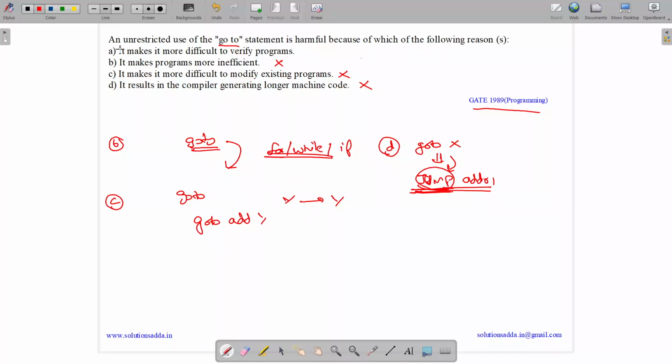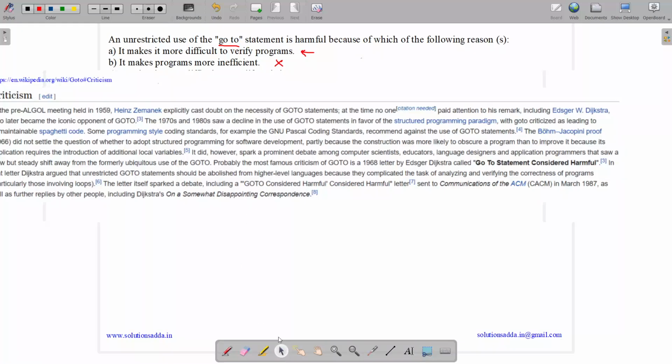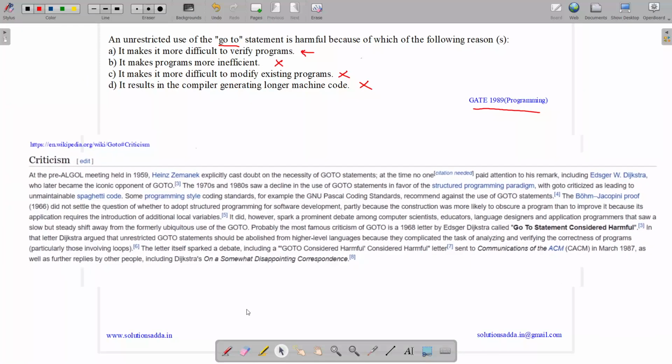And let us see option A. For option A, you can easily see a Wikipedia document regarding the same, which tells that option A is true. I will show you the document. So here is the document. Here you can easily see what option A was saying. Option A was saying that it makes it more difficult to verify programs.